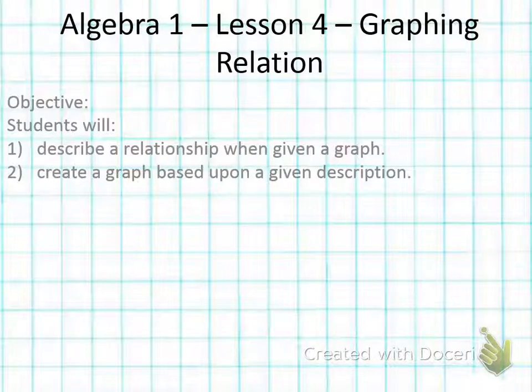Okay, so this is Algebra 1, Lesson 4, Graphing Relations. The objective for today: students will describe a relationship when given a graph and create a graph based upon a given description. So we'll look at graphs and we'll look at relationships between graphs, okay?